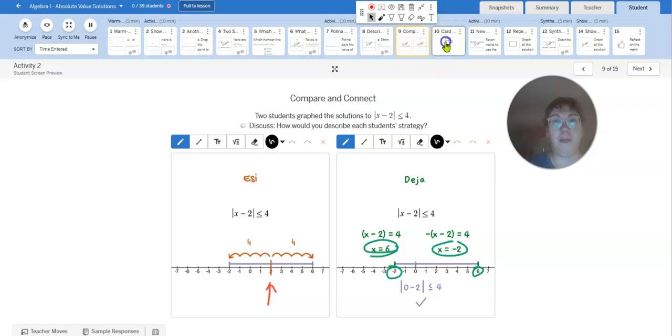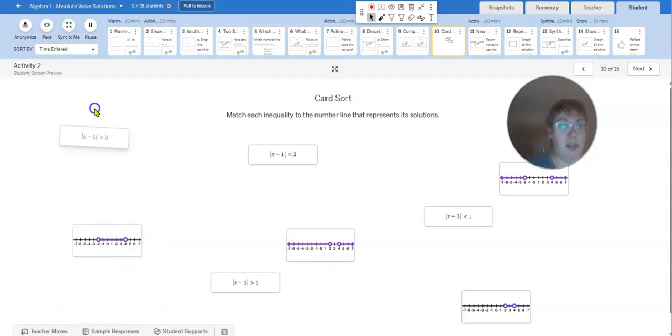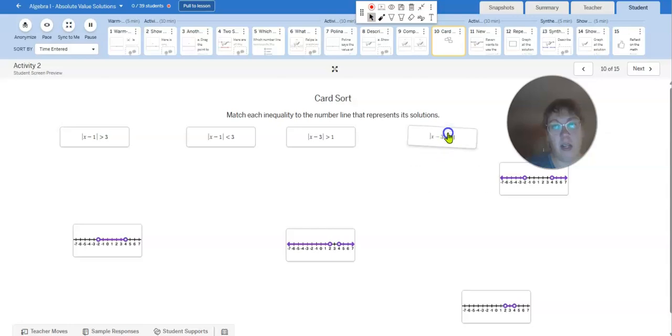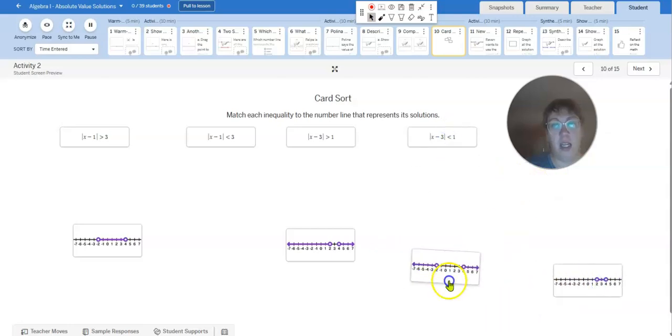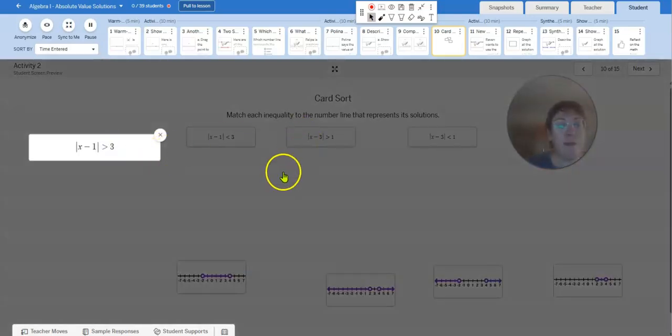Beautiful. Slide 10 is a card sort. So we have 1, 2, 3, 4 inequalities and 4 graphs. Let's look at the first one, which is the absolute value of the distance from 1 is greater than 3. So our distance from the number 1 is going to be bigger than 3 away.